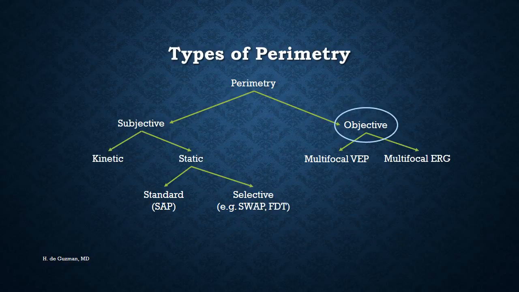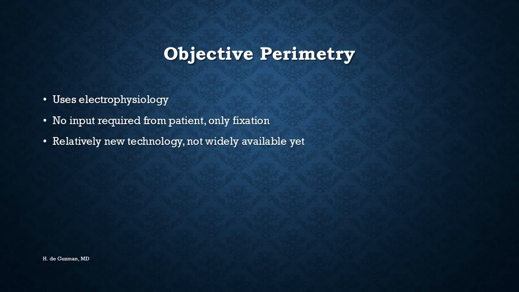So a brief word about objective perimetry. Objective perimetry uses electrophysiology. The advantage of this is that there is no input required from the patients. All they need to do is to fixate on the fixation target. It's a relatively new technology compared with standard automated perimetry or kinetic perimetry, and it's not widely available yet.